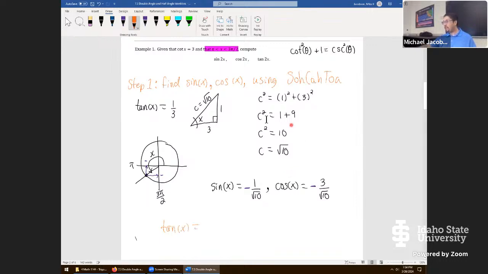Tangent x would be the sine value, here it is, divided by the cosine value. Dividing means we multiply by the reciprocal. And when we multiply these through, the root 10s cancel, the negative signs cancel, and we do in fact get to 1/3 as required. So that tells us, hey, we're on the right track. We are getting the right values for tangent based off this method. Well, any other questions so far, folks?